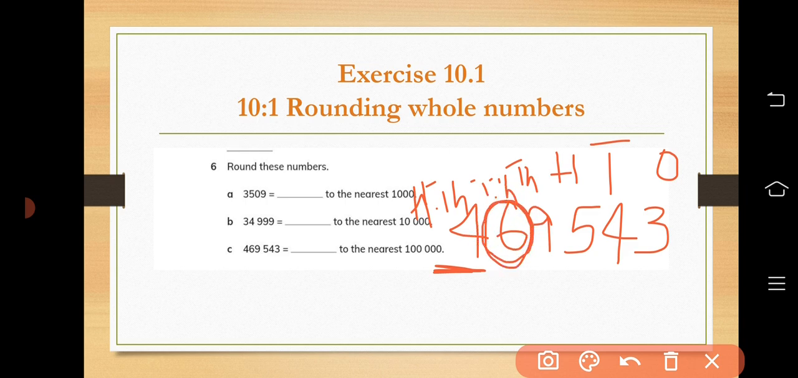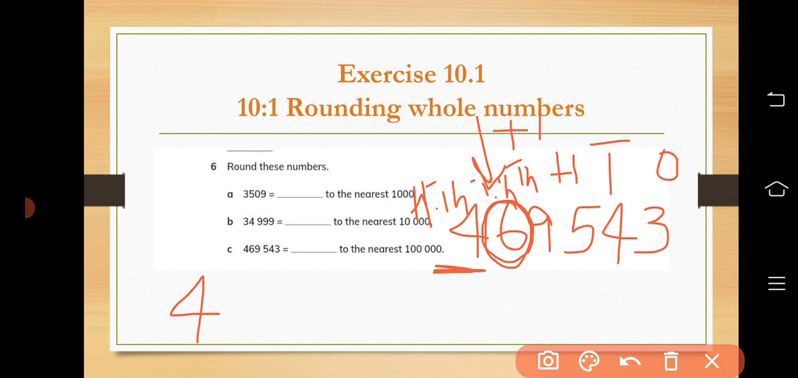Now you have to check the circled value. What is the rule? The rule is that if the circled value is equal to 5 or greater than 5, you have to round up, and if the circled value is less than 5, you have to round down. But here the circled value is greater than 5, so it means that this 4 remains the same, and you have to add 1.